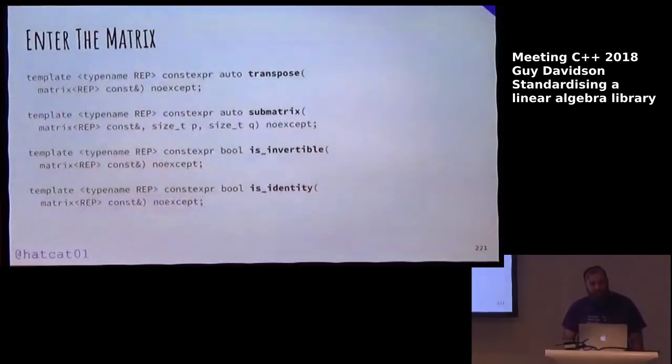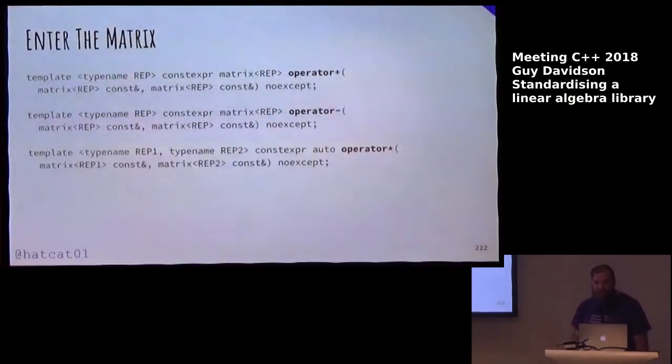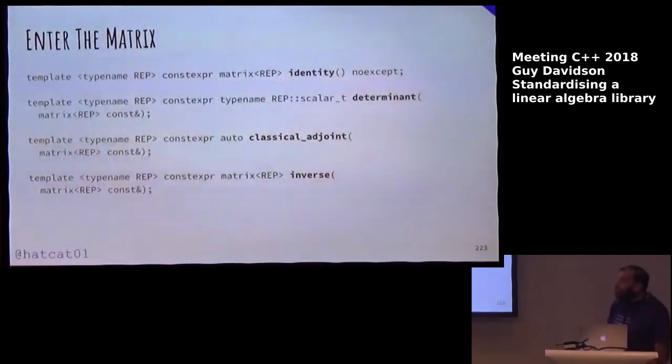Then we have some matrix functions: transpose, submatrix, is invertible, and a function for testing whether or not it's the identity. And these are the matrix binary operators for addition, subtraction, and multiplication. We've got some square matrix functions. I'm going to ditch classical adjoint, I think. Generate an identity matrix, calculate the determinant, the classical adjoint, and calculate the inverse.